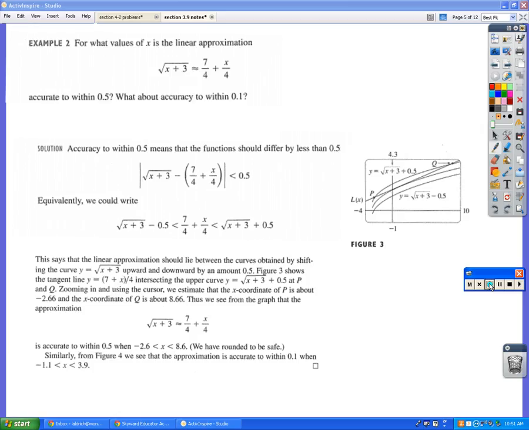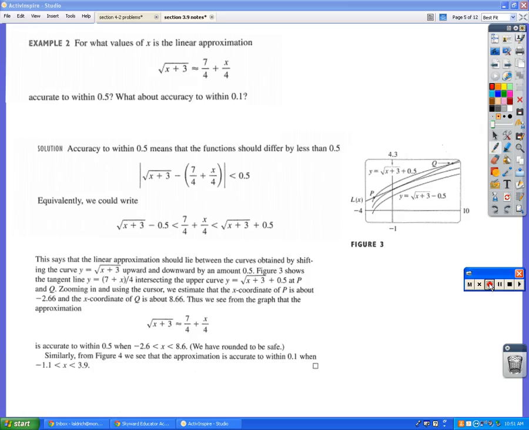For what values of x is the linear approximation square root of x plus 3 approximately equals 7/4 plus x over 4 accurate to within 0.5? What about accuracy to within 0.1?